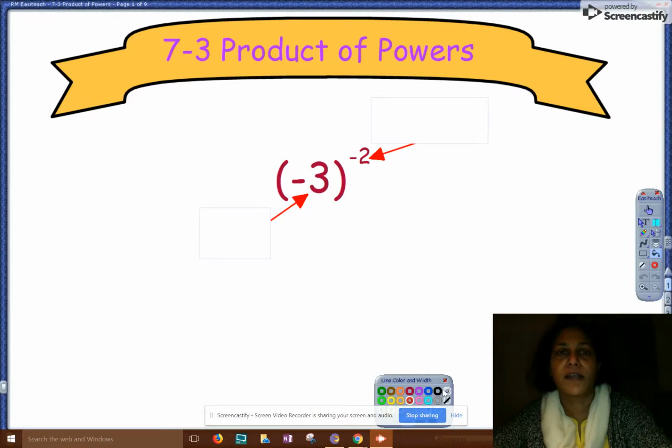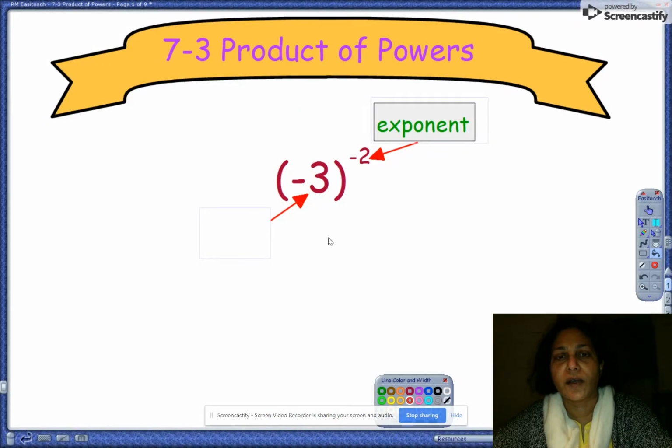Hi guys, today's lesson is about product of powers, and I just want to make sure you remember that the number on the top is the exponent and at the bottom the number itself is known as the base.